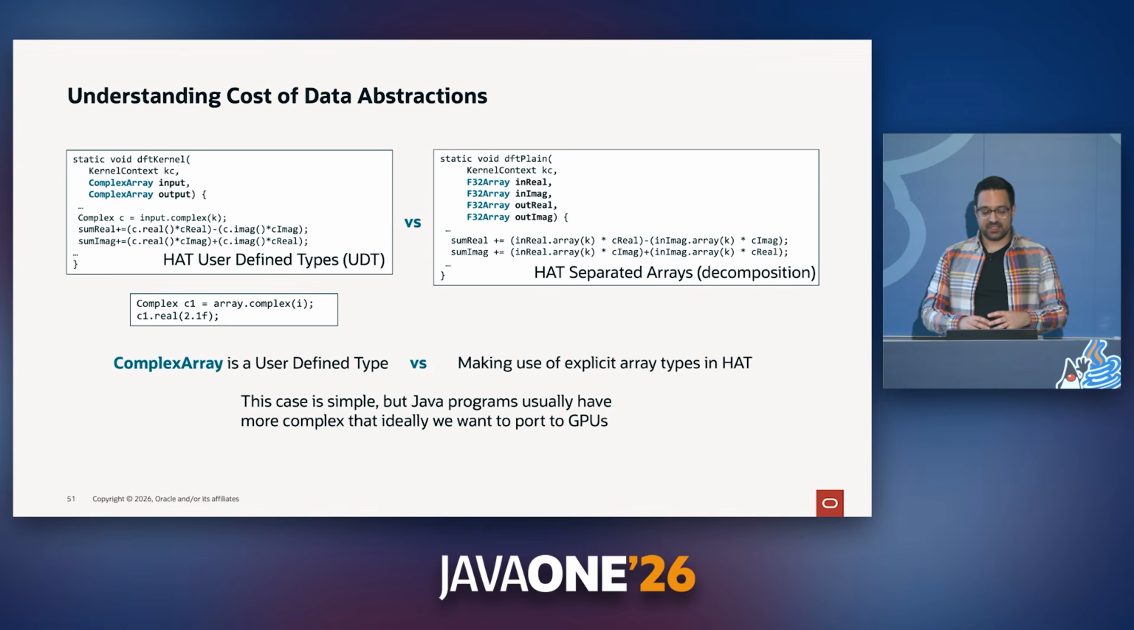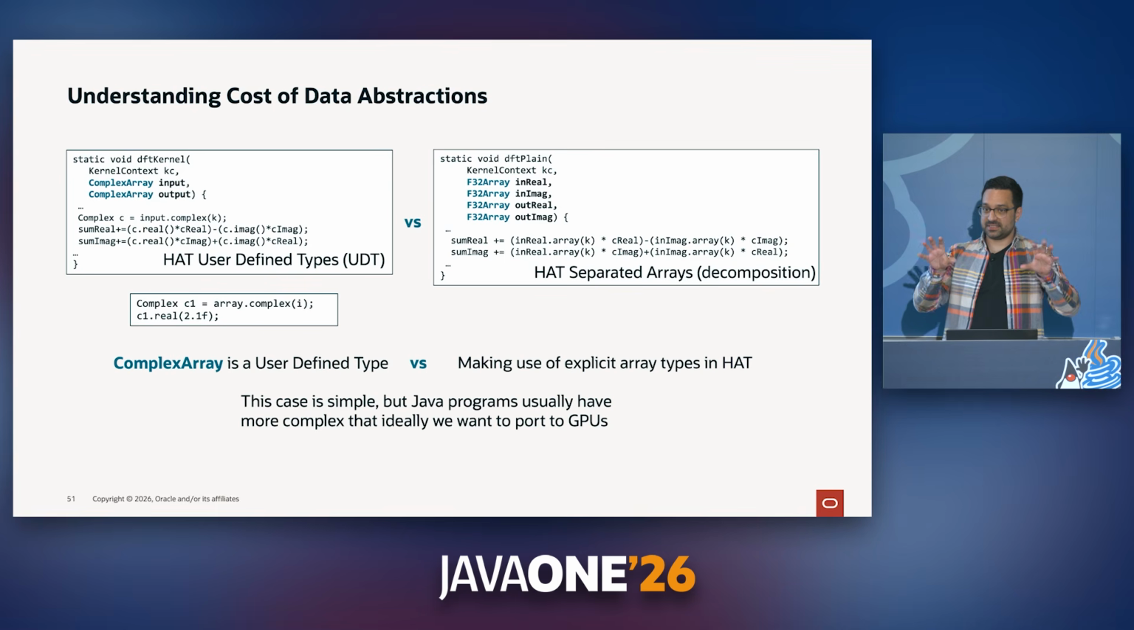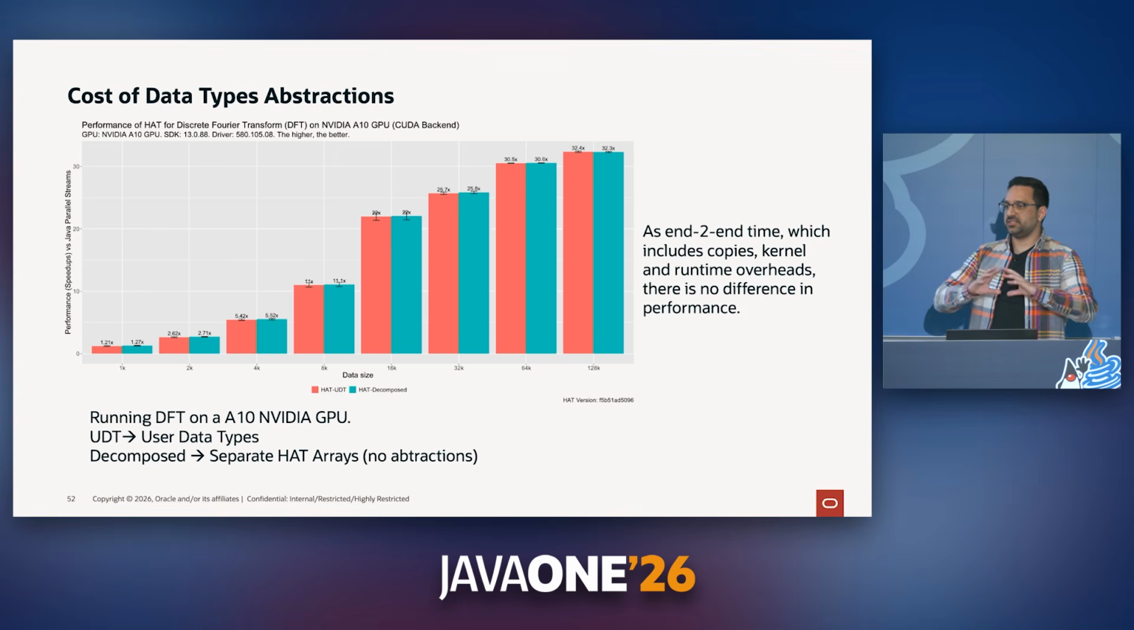And on the left-hand side is the complex array that we create ourselves, right? So again, the goal is to analyze if this representation gives us the same speed up or not, and why. So I ran this on the A10 GPU from OCI, and here the x-axis shows input size, the y-axis shows performance speed up against Java parallel streams. And these are the two versions, the HAT using user-defined types, and what they call decompose, essentially using the plain arrays that HAT gives you.